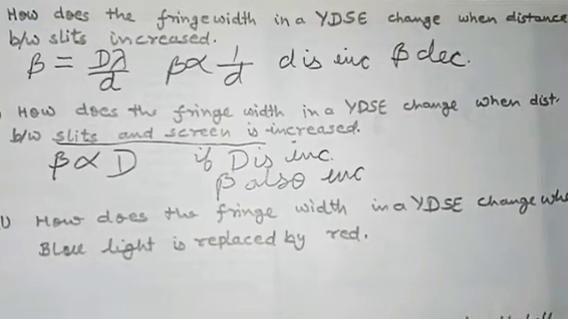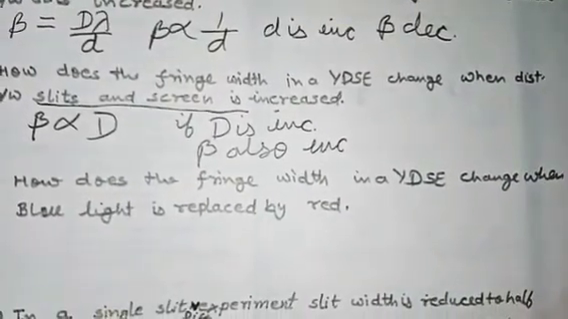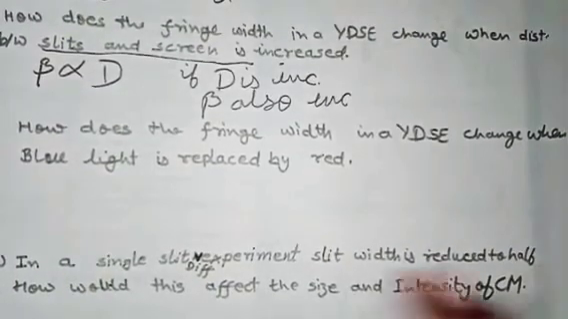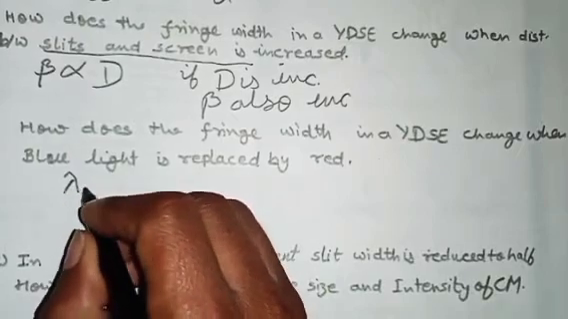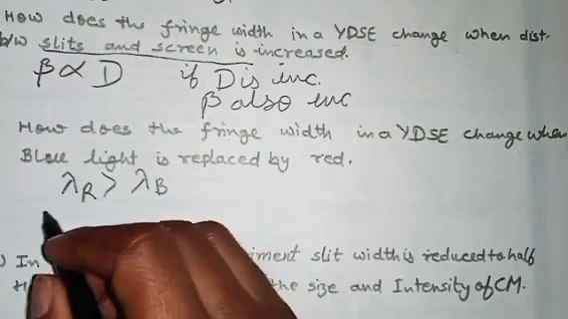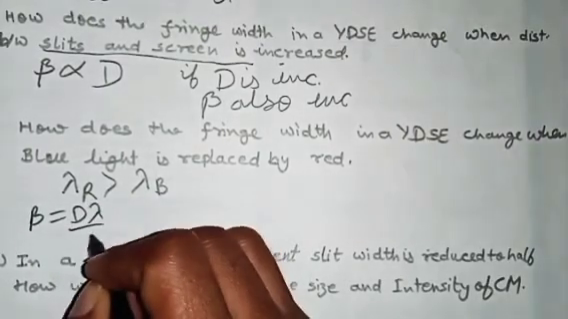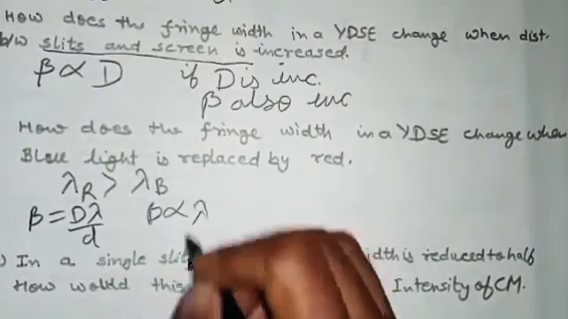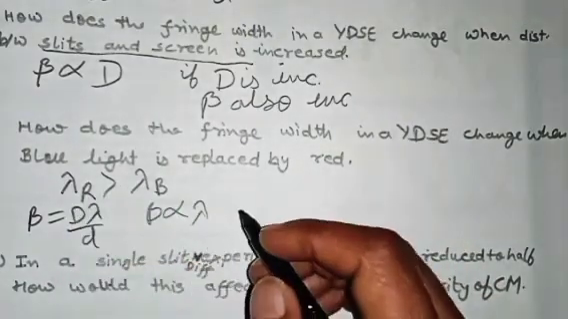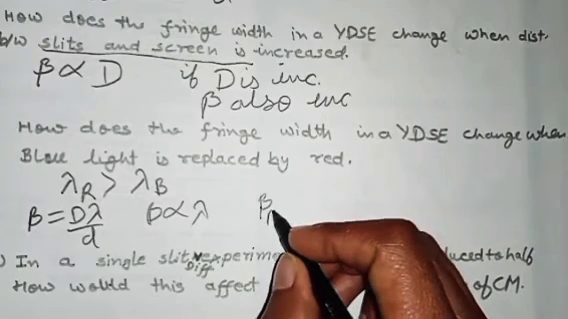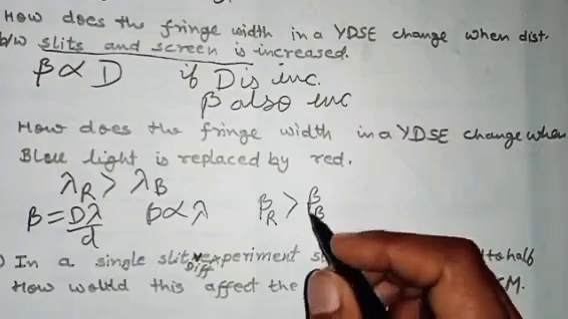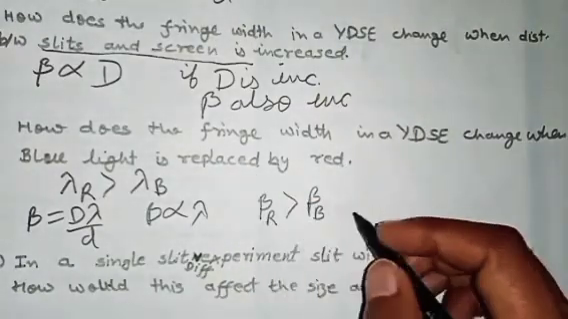How does the fringe width in Young's double slit experiment change when blue light is replaced with red light? We know that wavelength of red is greater than wavelength of blue, and β = Dλ/d, that is β is directly proportional to λ. So λ red is greater than λ blue, so β for red is also greater than β for blue. So if it is replaced with red, then β will increase.